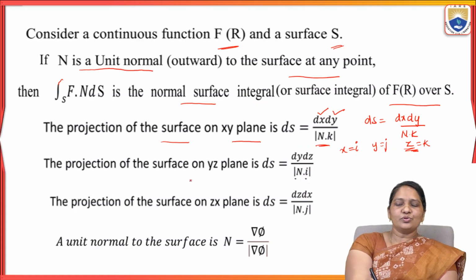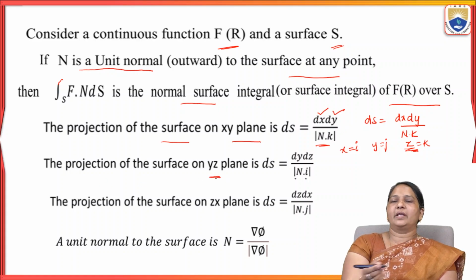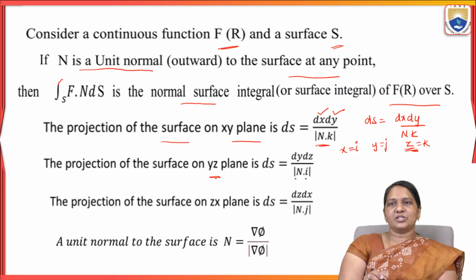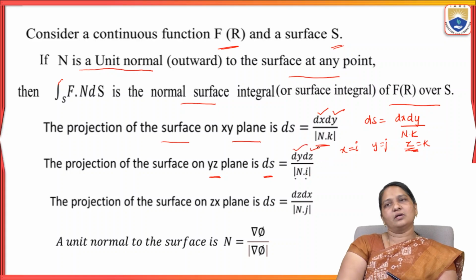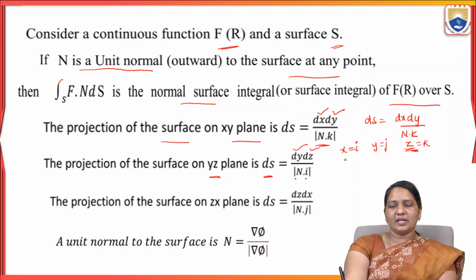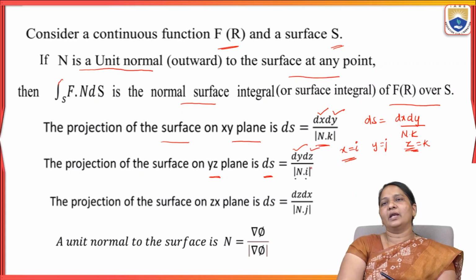And for the projection of the surface on the yz plane, we use dS equal to dy dz by n dot i. Here dy dz means the yz plane, and the remaining variable is x, which corresponds to i. So dS equals dy dz by n dot i.